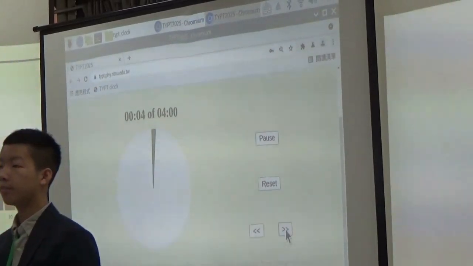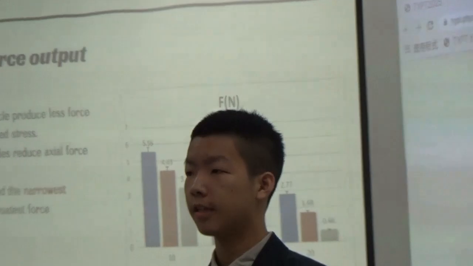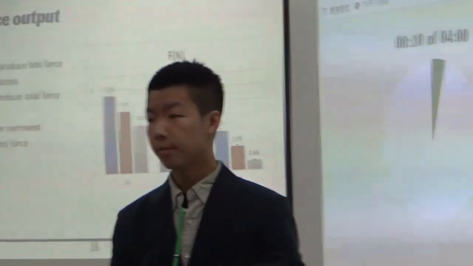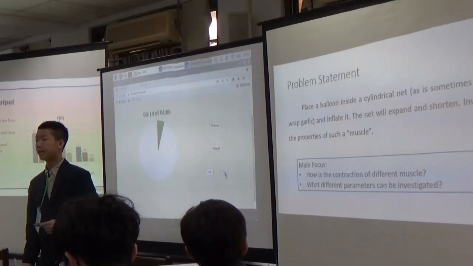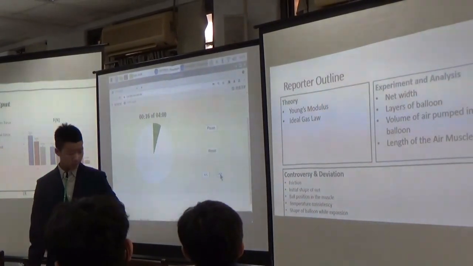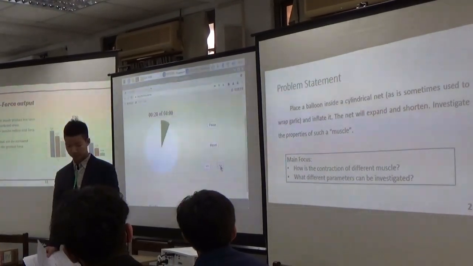Honorable judges and fellow competitors, I am an opponent from Team Excelsior. Today I will be opposing the air muscle. Place a balloon inside a cylindrical net, as is sometimes used to wrap garlic, and inflate it. The net will expand and shorten. Investigate this property of such a muscle.